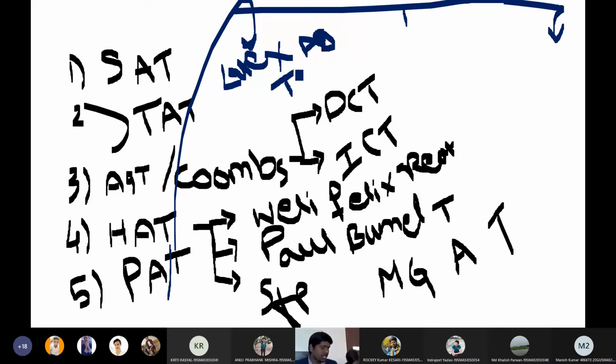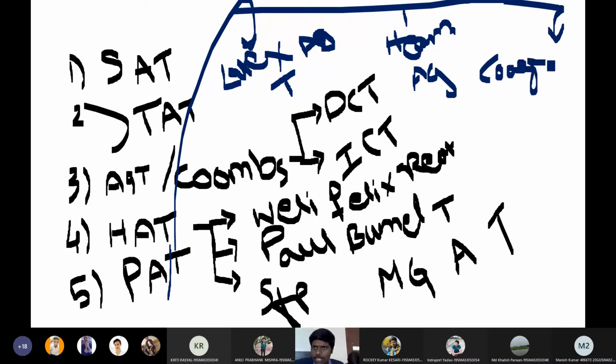Latex agglutination test. Then the second one is heme agglutination test. And the third one is co-agglutination test.